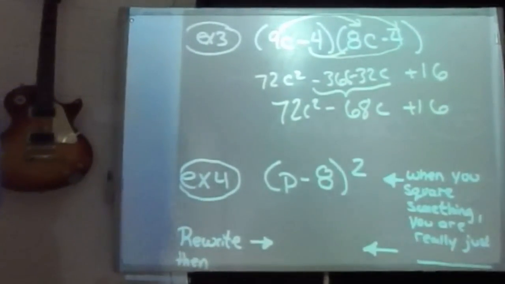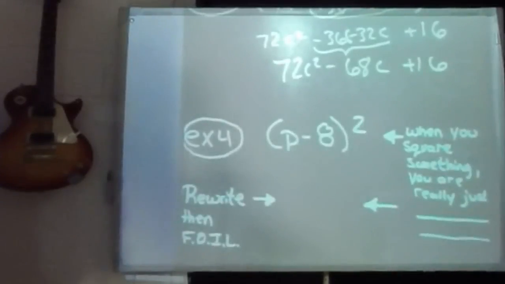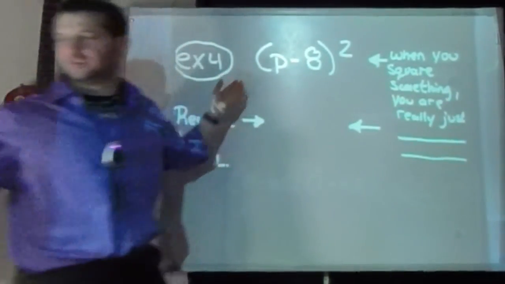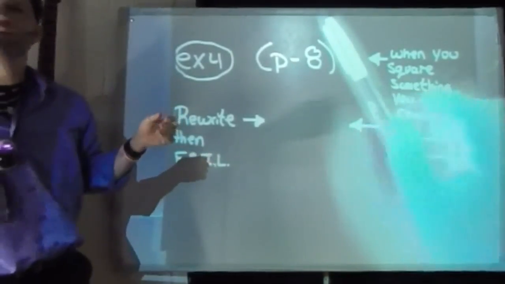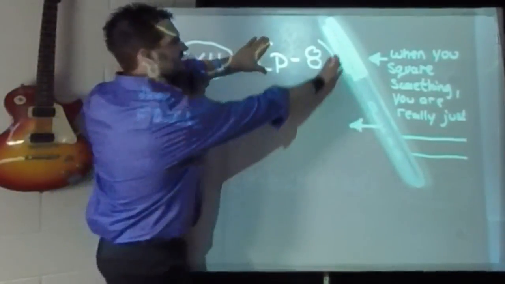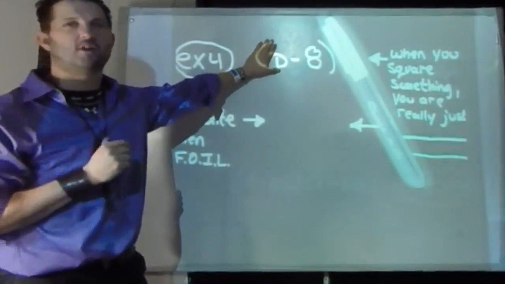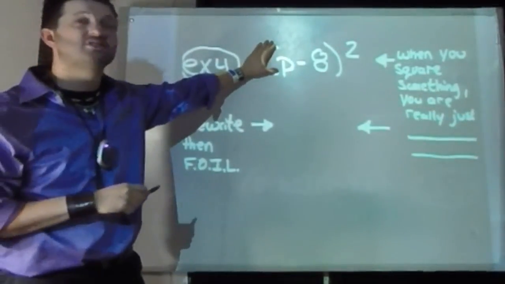And the last thing that we have, which could pop up on one of these objectives, and is actually one of the next objectives we're going to do, is when you have a binomial being squared. This is a binomial. Even without the parentheses, you can see that's 2 pieces, p and negative 8. This is a binomial squared.